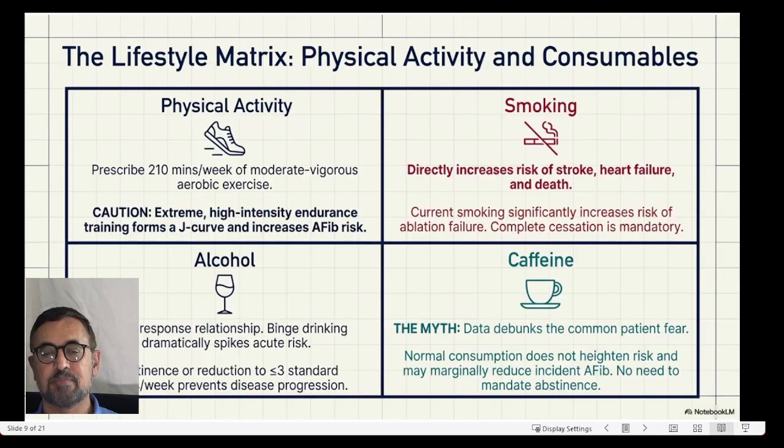Now, to address modifiable behaviors, exercise is beneficial with a target of 150 to 200 minutes per week, although extreme endurance training increases AFib risk. It's a common saying that gold medalists have more AFib than silver medalists, have more AFib than bronze medalists, have more AFib than non-medalists. Alcohol has a clear dose-response relationship. Binge drinking significantly increases acute AFib risk. Smoking increases stroke, heart failure, mortality risk, and must be eliminated. Caffeine, interestingly, is not harmful in typical amounts and may actually not need restriction.